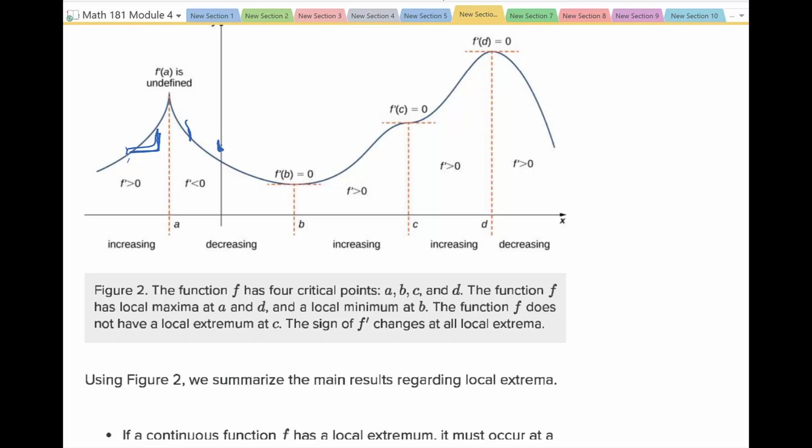Another definition: if f is continuous at A and f changes concavity at A, the point A, f of A, is called an inflection point. That's an important thing. That's when the concavity changes. So in a case like this, you see it's negative, getting less negative, getting now positive. This is concave up.